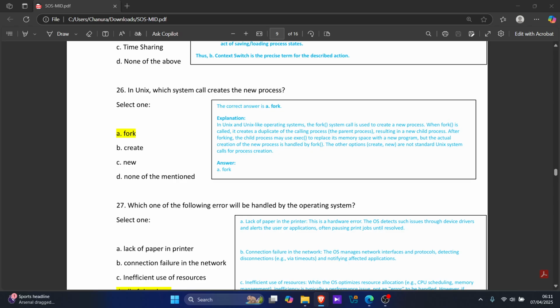The correct answer is A, fork. In Unix-like operating systems, the fork system call is used to create a new process. It creates a copy of the calling process, resulting in a child process that is an exact duplicate. After fork, the child process often uses exec to replace its memory space with a new program. The options create and new are not standard Unix system calls for process creation, making A, fork the correct choice. Answer: A, fork.